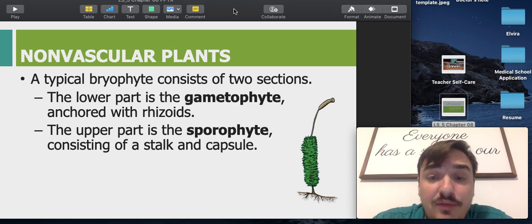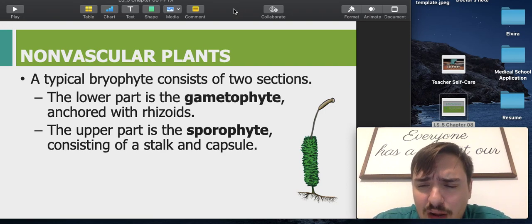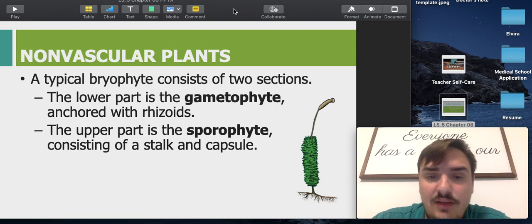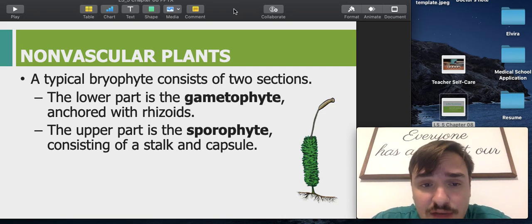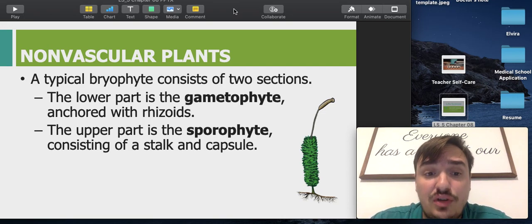It's going to be made up of two phases, gametophyte and sporophyte. Remember, the gametophyte stage produces gametes, and the sporophyte stage produces spores. The spore is produced, lands on the ground, and grows into the gametophyte stage. The gametophyte stage is going to allow for reproduction or sexual reproduction. Sperm-egg fertilization is going to occur, and it's going to produce the sporophyte stage.